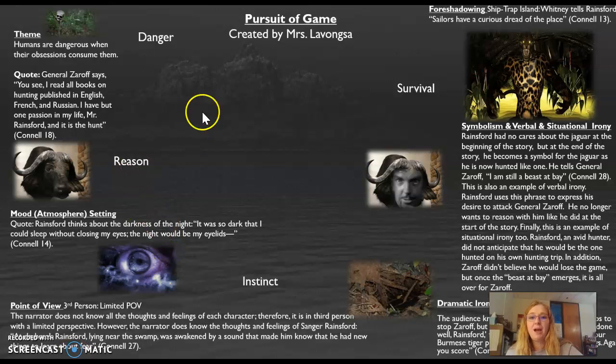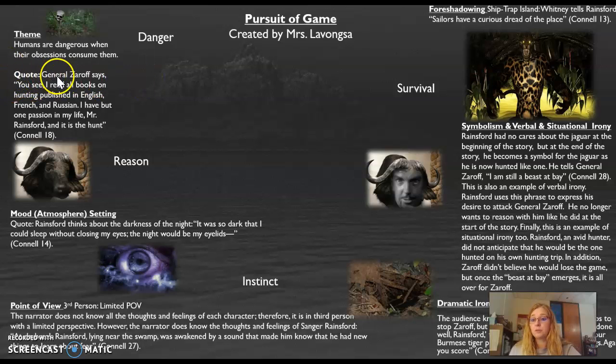Okay, so at the very top, I've titled this Pursuit of Game. That's my title, and it's created by Mrs. Lavonksa. So when you're doing yours for The Cask of Amontillado, you're going to have some catchy title, and you're going to say created by or written by, and then your name. Okay, here is the theme statement that I came up with. Humans are dangerous when their obsessions consume them. And here's a picture, and on that picture it's in a wooded area with a skull on a stick. Okay, so that really does go along with the theme.